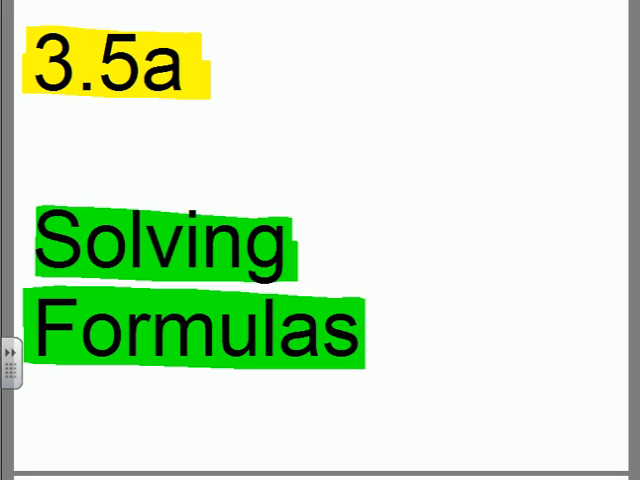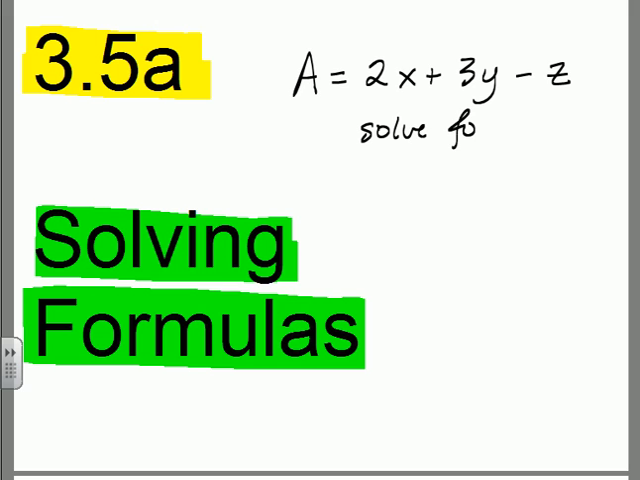3.5, we are solving formulas, and you're saying, what is that all about? So let me give you just a quick example and show you what we're going to be doing in this section. If you start with lots of variables, lots of letters, I'm just going to make something up here. A equals 2x plus 3y minus z. And so we've got lots of letters and numbers in there, and you're going to be asked to solve for either x, y, or z because it's already solved for a.